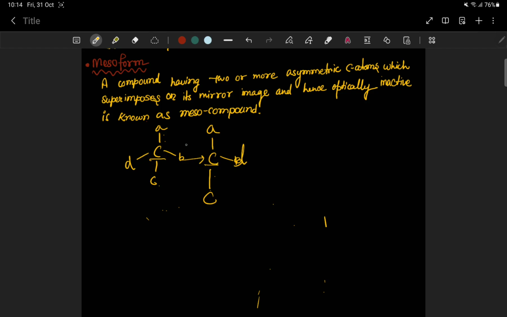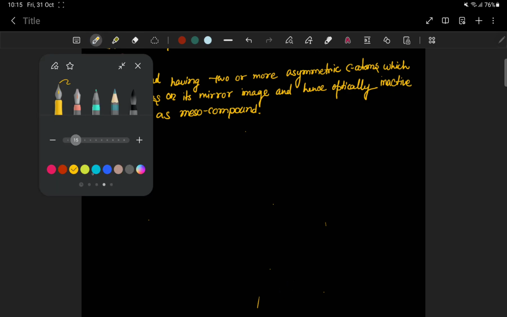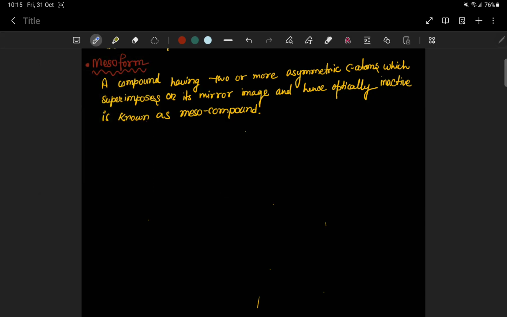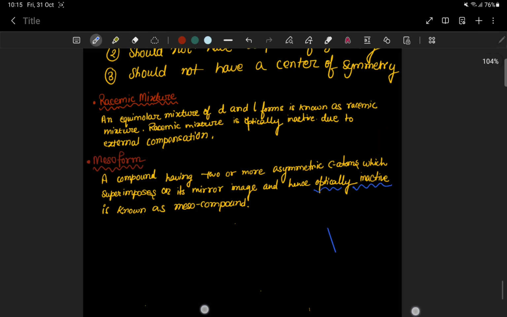But in case of mirror imaging, they actually superimpose on each other. I will create this mirror image, you see, and you can see that this will superimpose on this. That means this compound is actually a meso compound. They will superimpose on each other when I do the mirror imaging. So this is actually optically inactive in nature. Mark this point: I am highlighting again that meso compounds are optically inactive in nature.